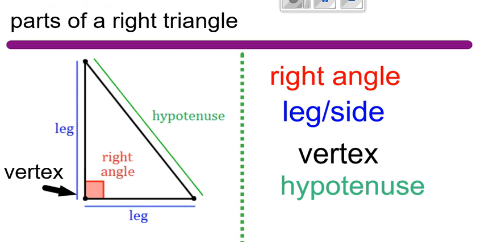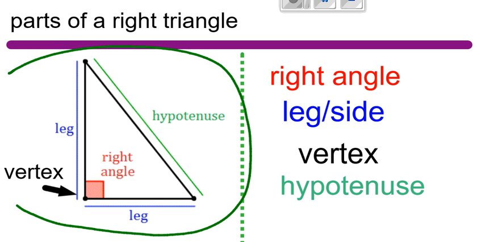All right, parts of a right triangle. I need you to have this diagram copied down in your notes. Also important to note that the hypotenuse of a right triangle is always opposite the right angle.